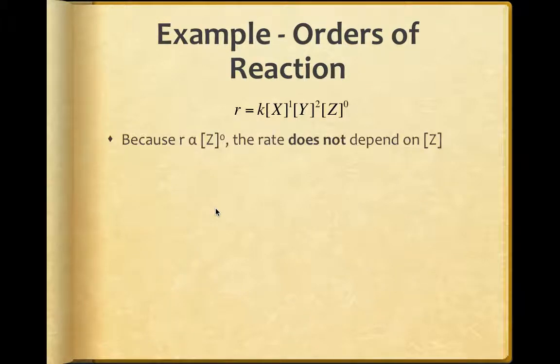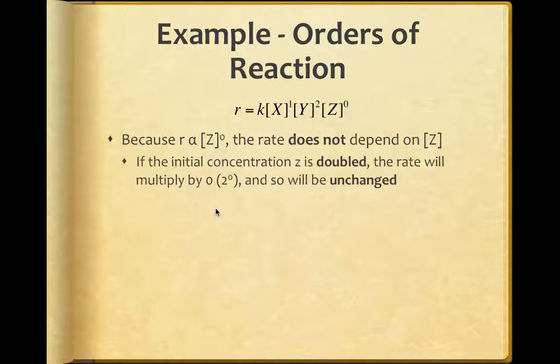Similarly, for Z, the rate does not actually depend on the concentration of Z. All that matters is that it's there. Because if we double the initial concentration of Z, the rate will be multiplied by 2 to the power of 0, which means that it's going to be unchanged. Please correct this. It says it's multiplying by 0. It should be multiplying by 1 because it remains unchanged.